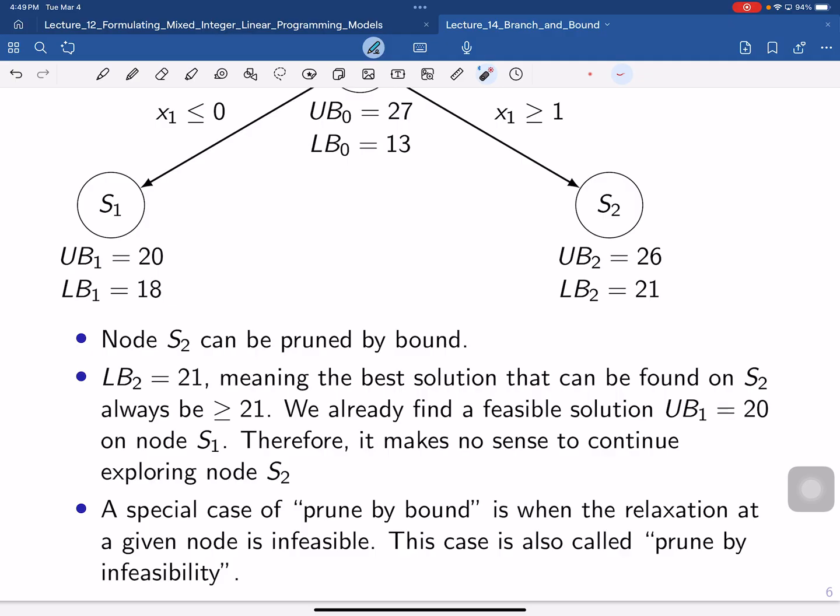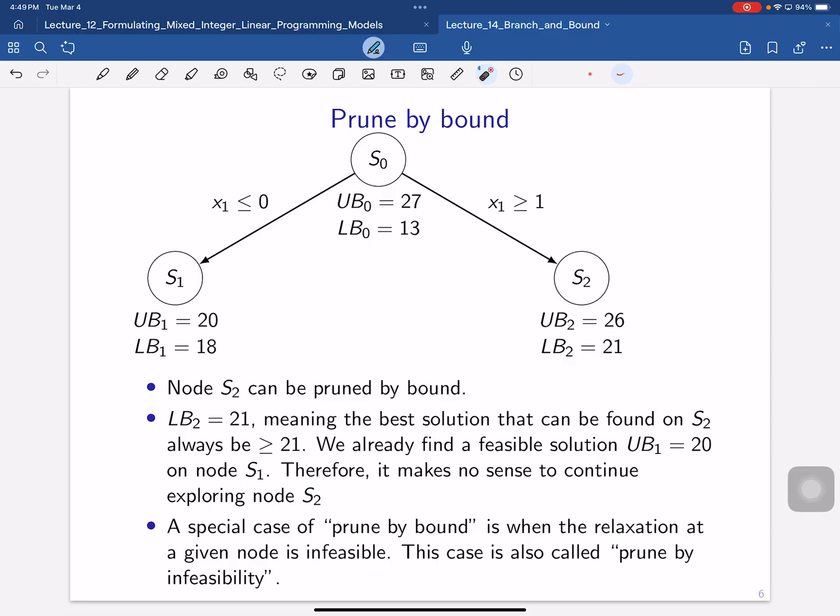And the special case of prune by bound is when you solve the relaxation and it is infeasible. If a relaxation is already infeasible, that means there is no feasible solution. If you add the integrality constraint, there won't be any feasible solutions. This is called prune by infeasibility. Basically, these two things are the tricks you will be using to reduce the number of nodes in branch and bound compared with explicit enumeration: prune by optimality and prune by bound.